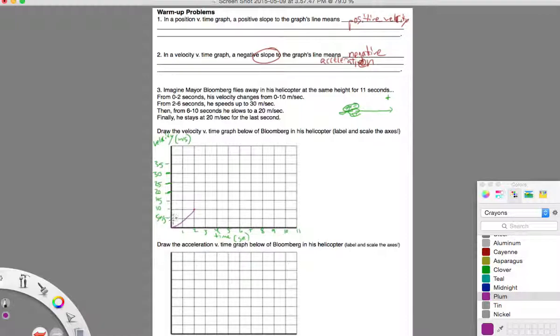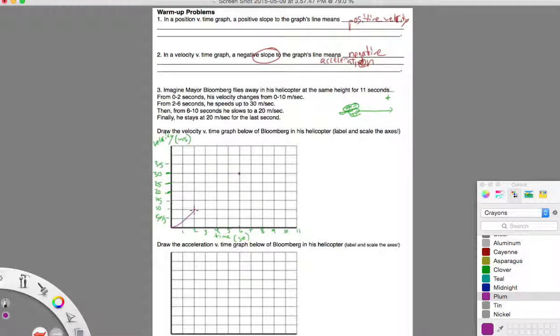It could be like going really fast, really quickly, and then slowing, and the rate of change would then drop off, and so it would just be to 10 meters per second there. It doesn't matter. Somehow he changes from 0 to 10. Then it says from 2 to 6 seconds, he speeds up to 30 meters per second. So from 2 to 6 seconds, he goes from 10 to 30 meters per second.